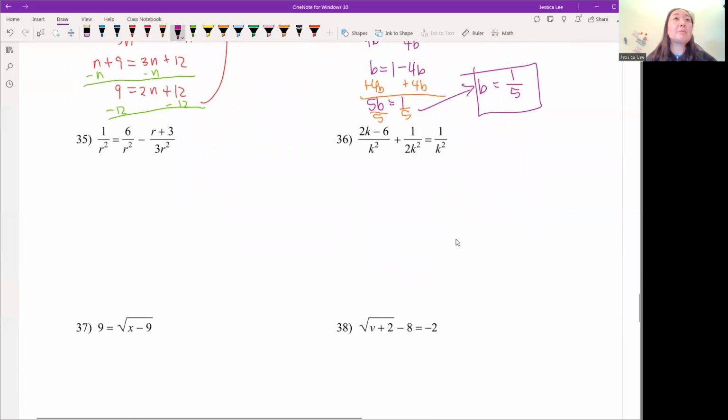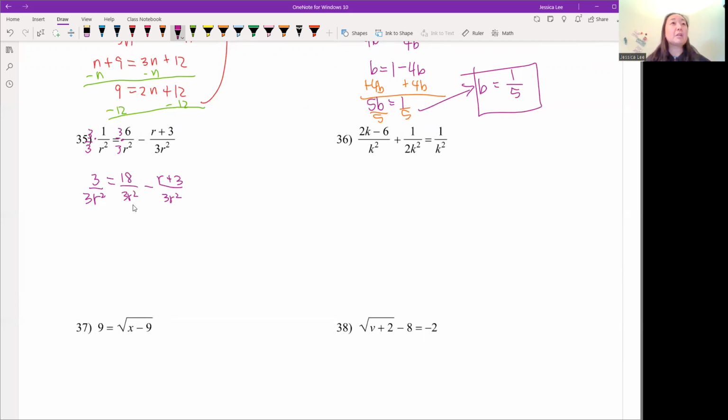All right, same thing here. Common denominator. Nothing else has a 3, but we have this 3 here, and our biggest variable is just r squared. Everything has an r squared, so we're good with that part. We just need to multiply by 3 for both of these two fractions right here. We end up getting 3 over 3r squared is equal to 18 over 3r squared minus r plus 3 over 3r squared.